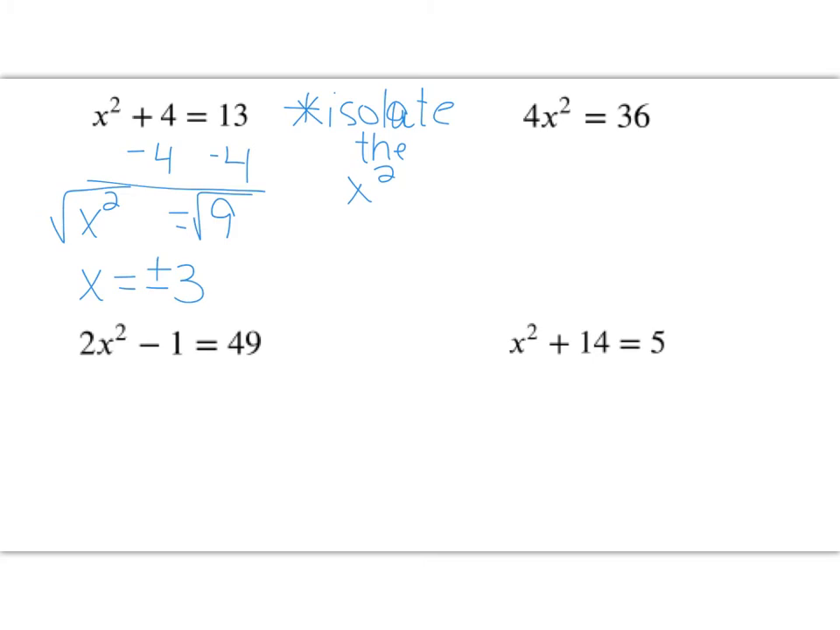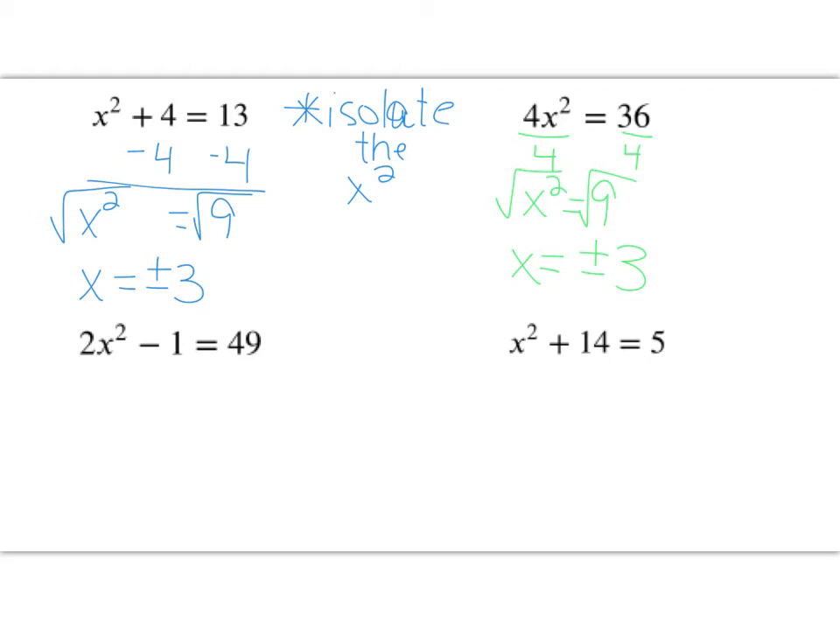If x squared is 9, then x can be plus or minus 3, positive 3 or negative 3. The next one, 4x squared equals 36. So this is 4 times x squared. So we are going to divide both sides by 4, and we get x squared equals 9. I wonder what the answer is. Okay, you finish this equation and tell me the solution. If x squared is 9, then x is still plus or minus 3.